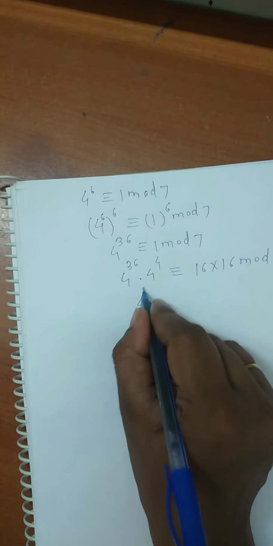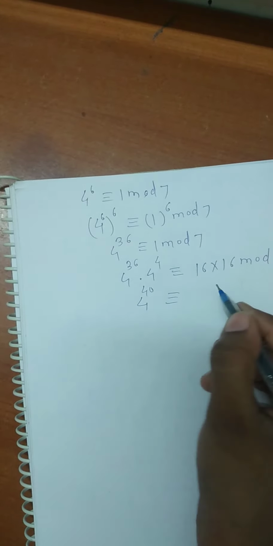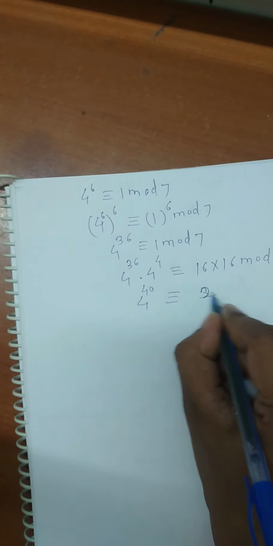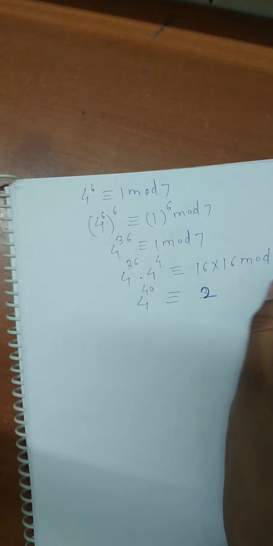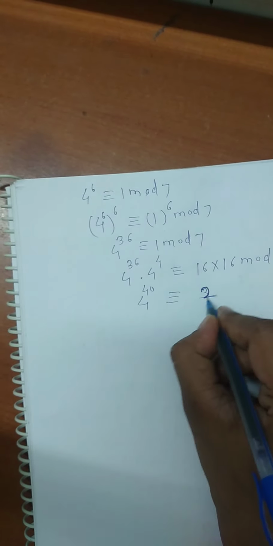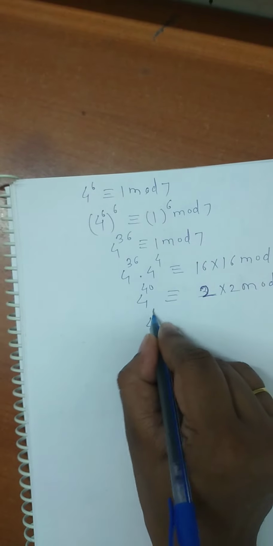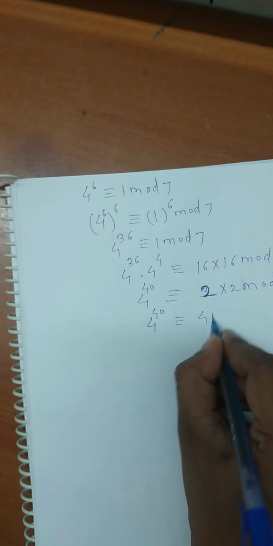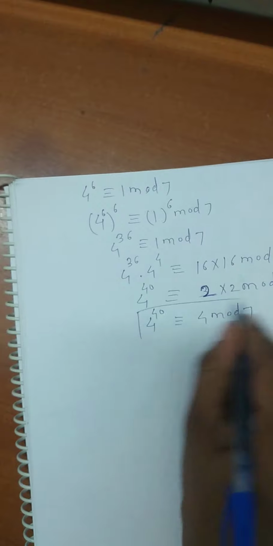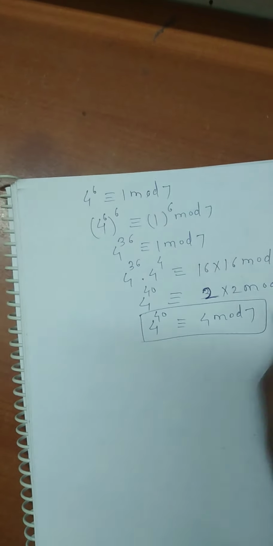So here 4 to the power 40 is congruent to 16 mod 7, means what? 2. Yes. 7 times 2 is 14. 16 minus 14 is 2. So 4 to the power 40 is congruent to 2 mod 7. Call this as equation number 3.